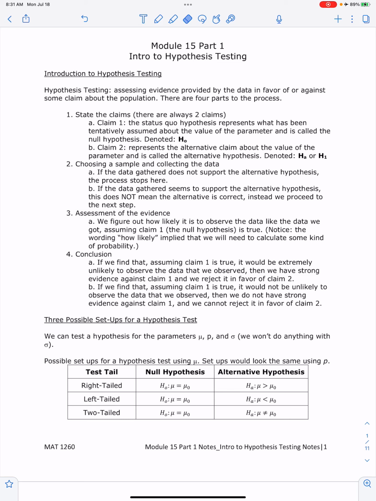These are the Module 15, Part 1 notes. This is the Introduction to Hypothesis Testing. The Part 1 notes are the longest set of notes. After we get through all the intro stuff, the Part 2 notes have 6 pages and the Part 3 notes only have 3 or 4.